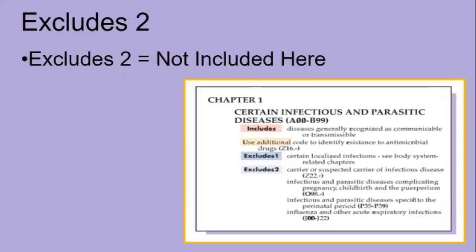So what is excludes 2? An excludes 2 note indicates the condition excluded is not part of the condition it is excluded from, and a patient may have both conditions at the same time. When an excludes 2 note appears under a code, it is acceptable to report both the code and the excludes 2 code together. I know that sounds a little bit confusing, but as we get into coding, we'll be able to get into more of that. So excludes 2 means not included here.